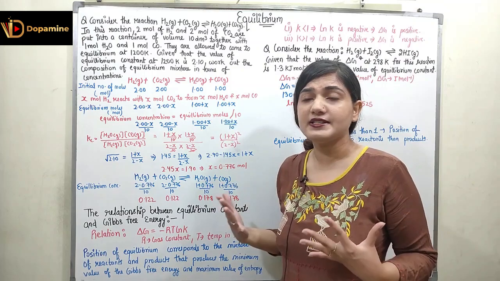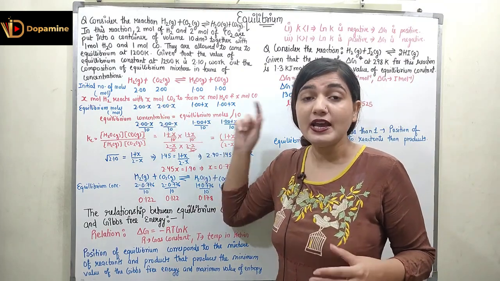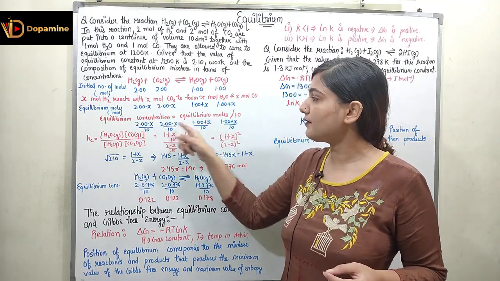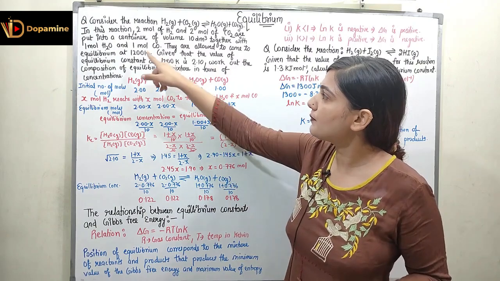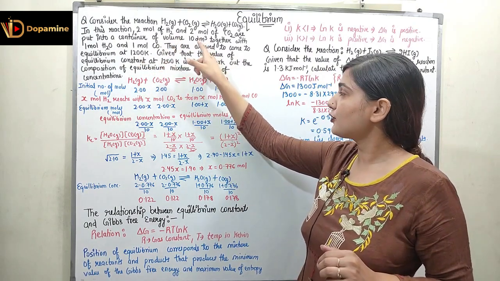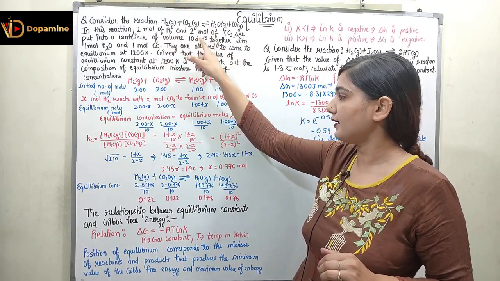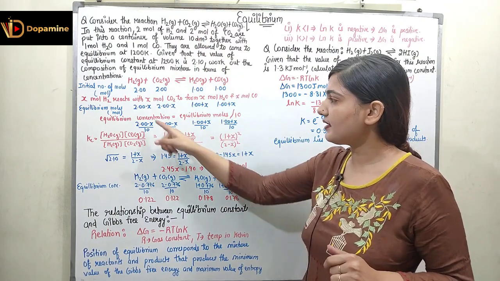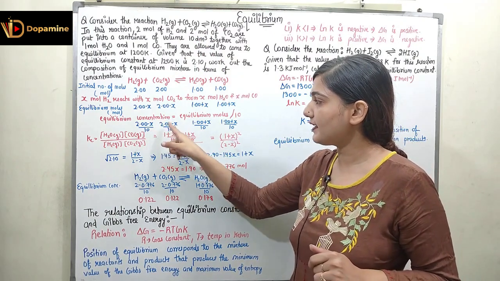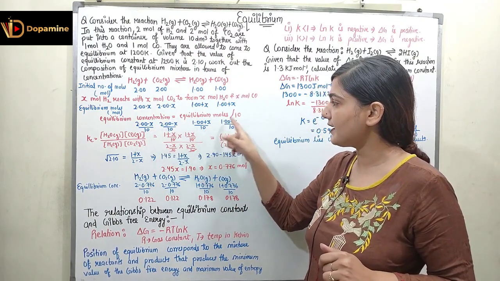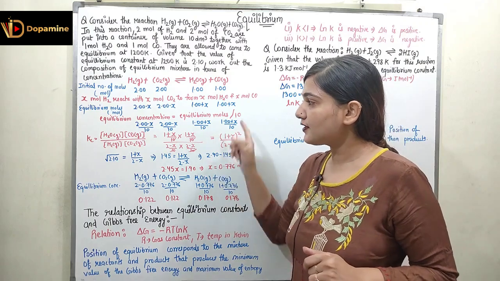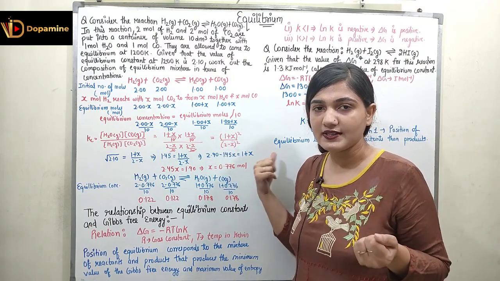What is the equilibrium concentration? These are the equilibrium moles. Equilibrium concentration will be equilibrium moles divided by the volume. Volume is given, it is 10 decimeter cube. It is given here, right? So now here you can see if I divide, it is 2 minus X by 10, 2 minus X by 10, 1 plus X by 10, 1 plus X by 10. So this is how we will be getting the equilibrium concentration.